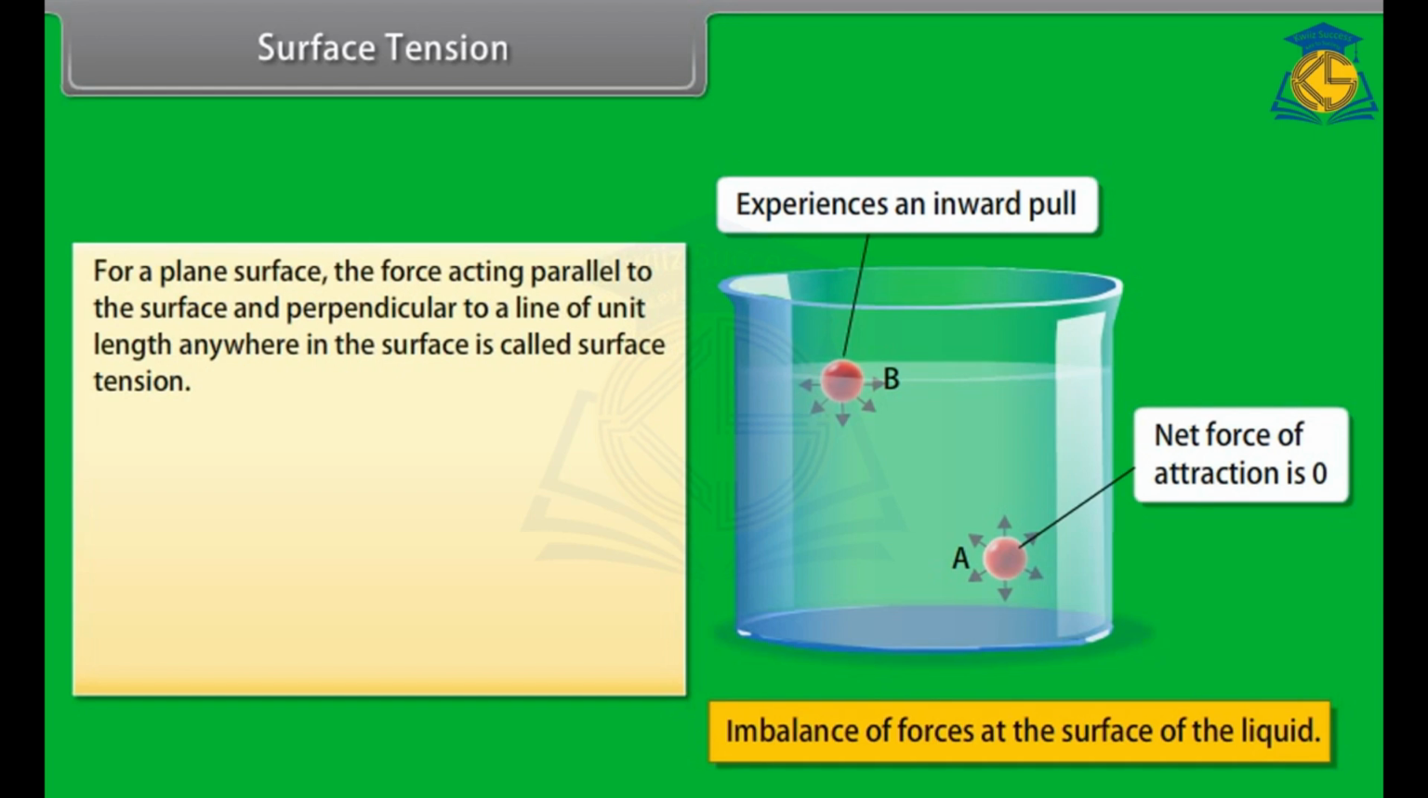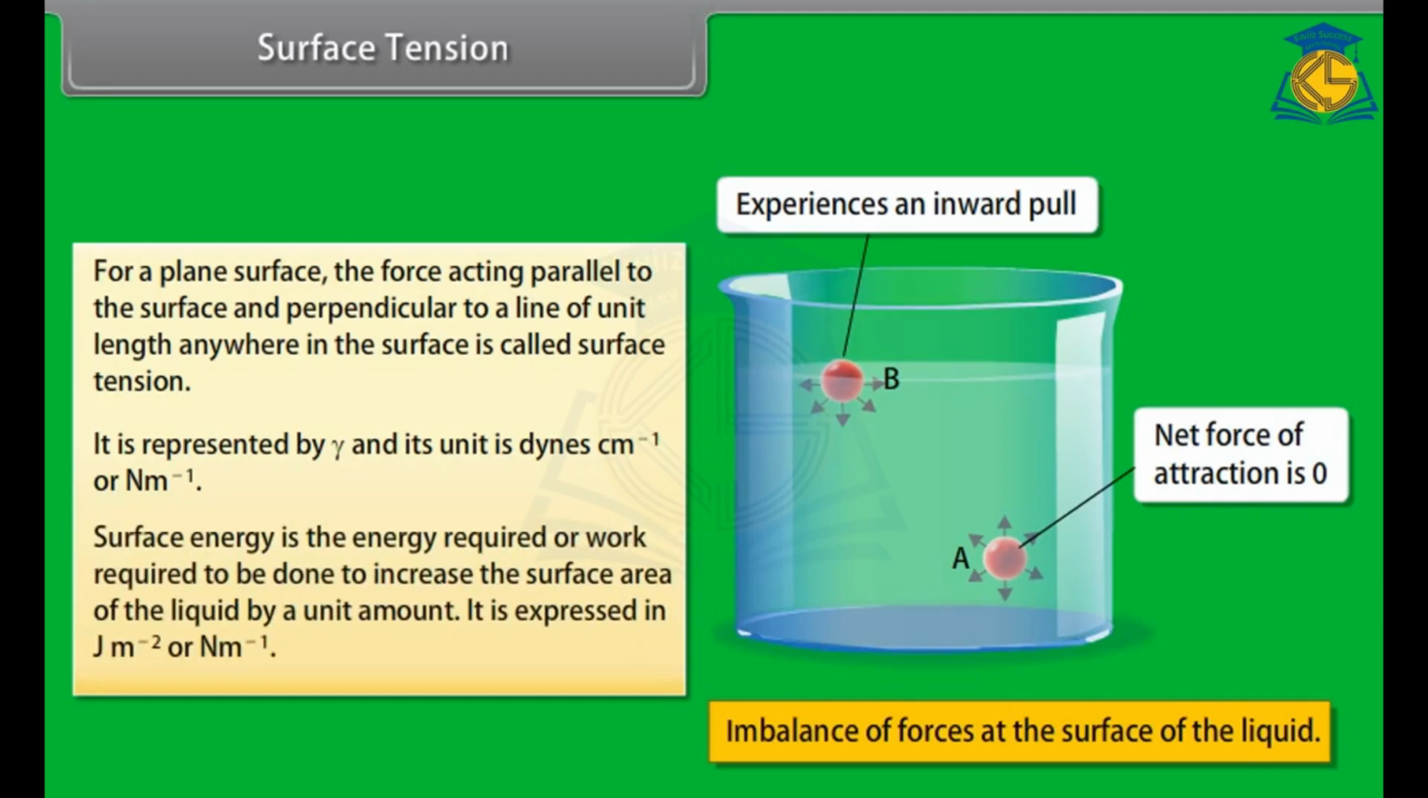For a plane surface, the force acting parallel to the surface and perpendicular to a line of unit length anywhere in the surface is called surface tension. It is represented by gamma and its unit is dynes per centimeter or Newton per meter. In order to increase the surface area of the liquid, some energy has to be supplied against the inward pull. This is referred to as surface energy. Thus, surface energy is the energy required, or work required to be done, to increase the surface area of the liquid by a unit amount.